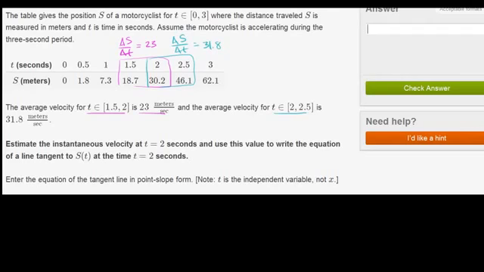So we can try to approximate the slope of the tangent line right over here, right when t equals 2 seconds, by taking the average of the slopes between 1.5 and 2 and between 2 and 2.5. So essentially, to approximate the slope of the tangent line, we're going to take the average of these two rates of change, the average of these two slopes. So let's do that. The average is going to be 23 plus 31.8 over 2. And what is that equal to?